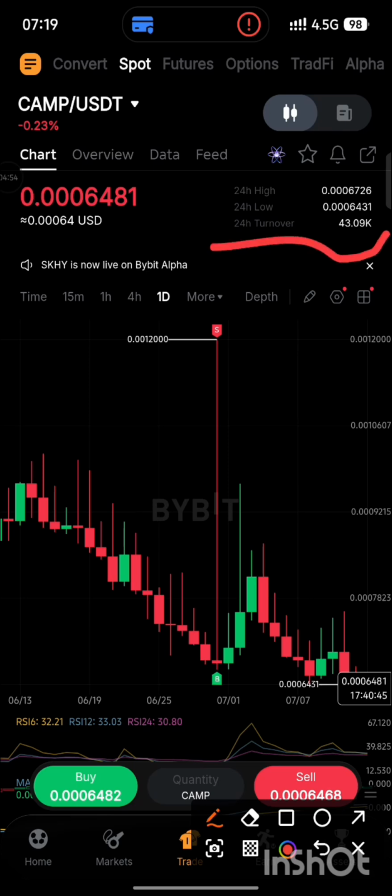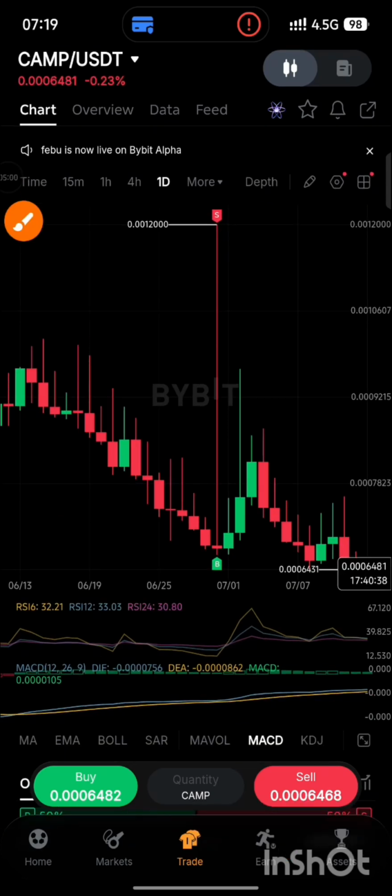Check out the trade volume as well, and also check out the RSI. You must be a friend of the RSI. It's very vital, very, very important. You must look at all of this.